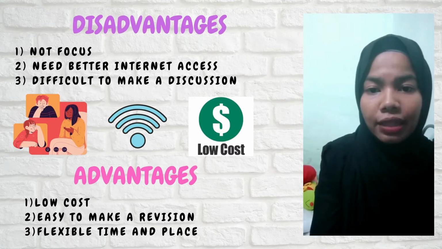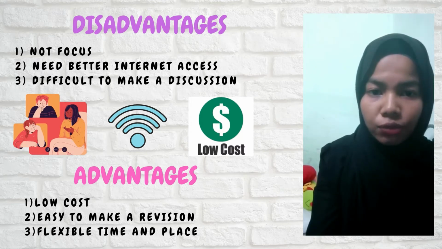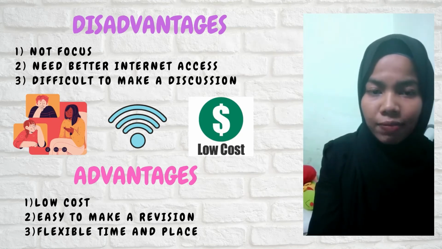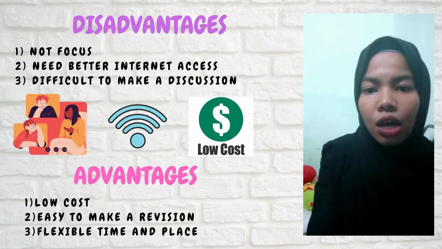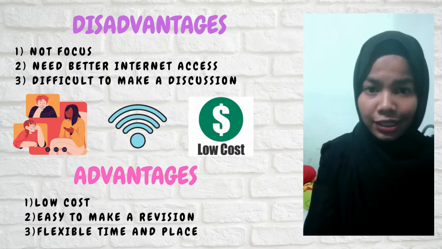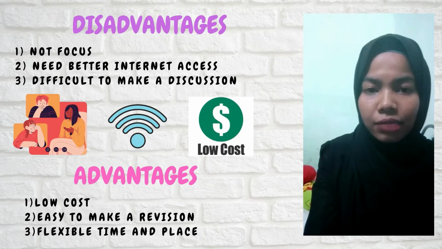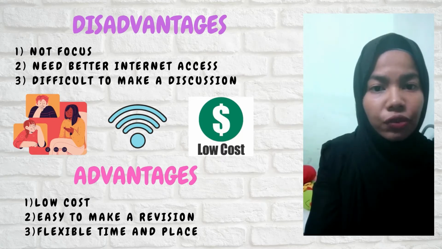Number 2, need better internet access. Online learning started using Google Classroom, Zoom, and Microsoft Teams. Since the MCO was first implemented on March 18, not all students are living in the city. This has made it difficult for students living in rural areas to access the internet. Number 3, it is difficult to have a discussion, such as making a group assignment, and not everyone pays full attention. It is hard to ask if you don't understand.